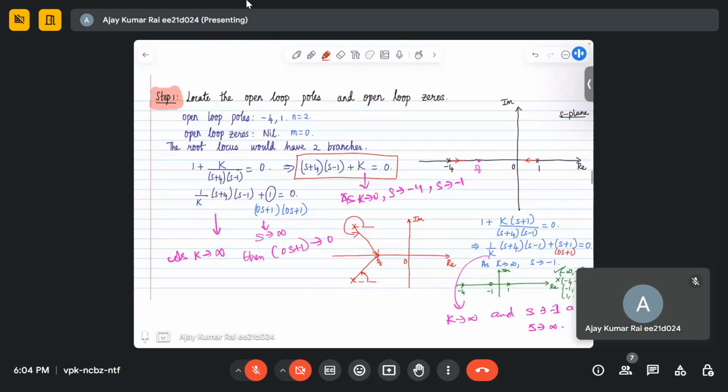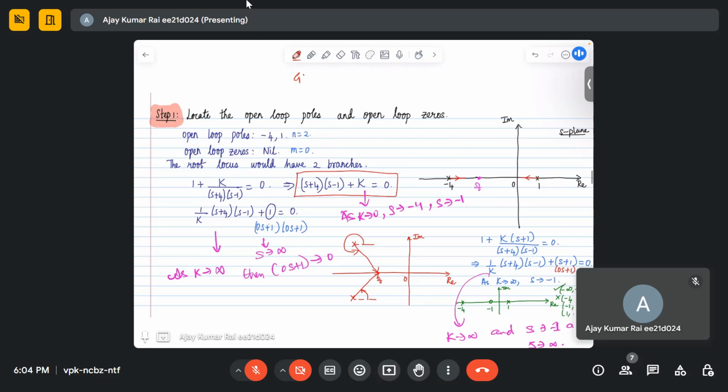What is the first step? The first step is to locate the open loop poles and open loop zeros. For this you need the open loop transfer function, G(s)H(s), which will be given to you. By looking at the open loop zeros and poles, you can plot them first. This is the first step.